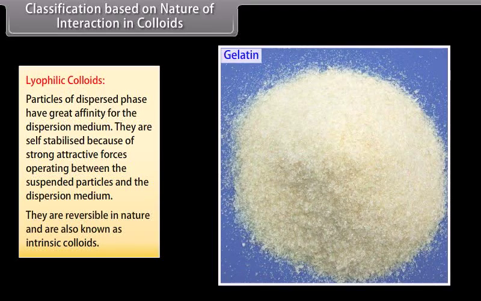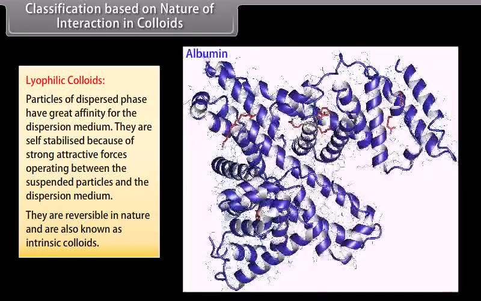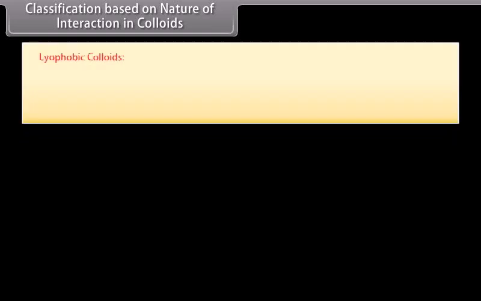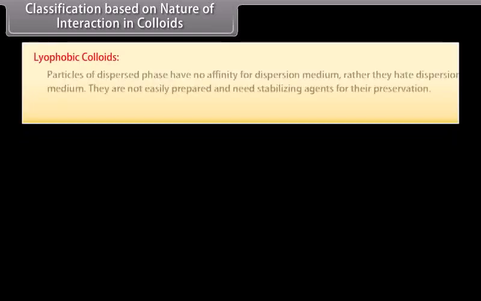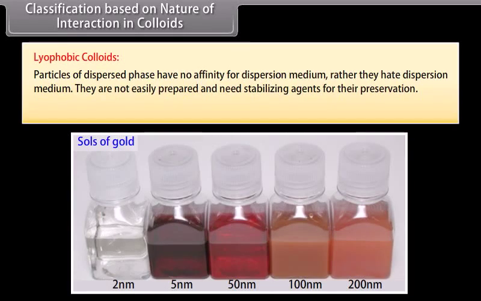They are reversible in nature. They are also known as intrinsic colloids. For example, gums, starch, gelatin, and albumin. Lyophobic colloids. Particles of dispersed phase have no affinity for dispersion medium. Rather, they hate dispersion medium.